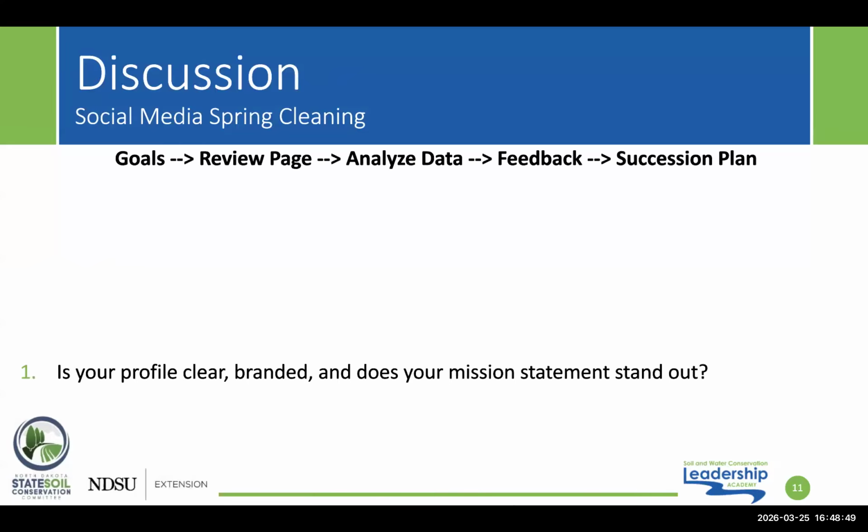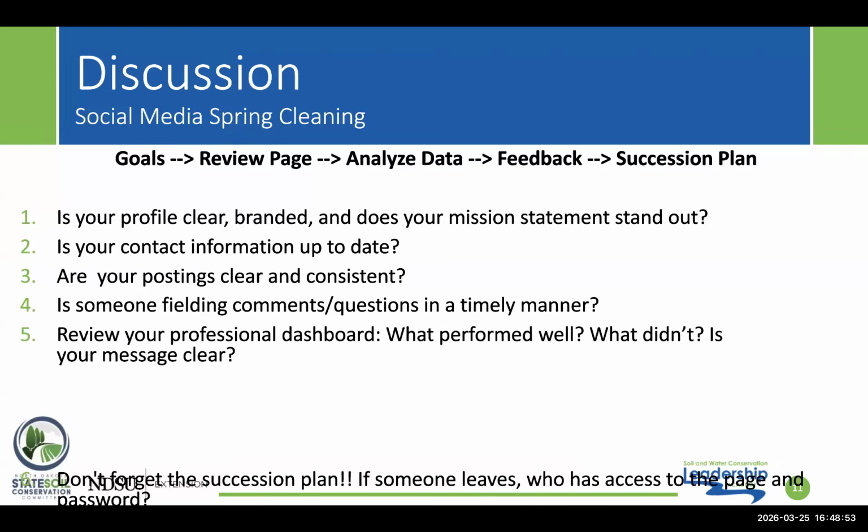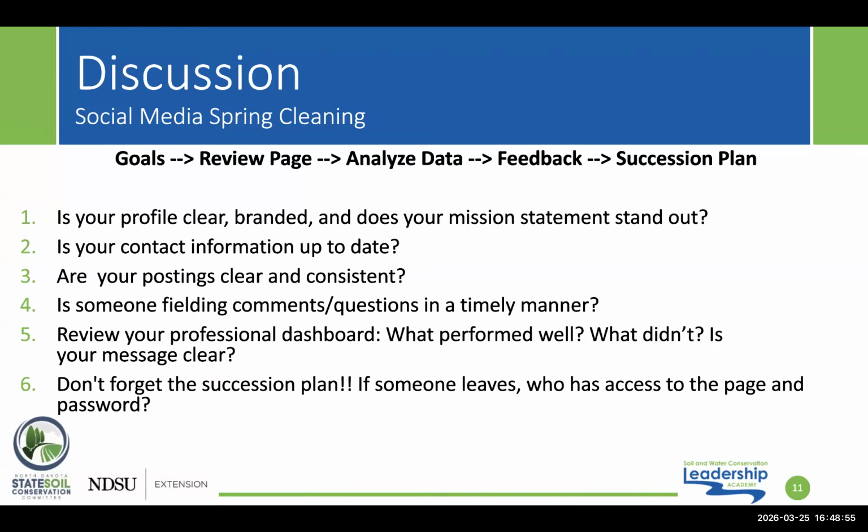So here are some discussion questions. And these are the same questions that you have on your handout. If you don't have a handout, please print that out. It goes along with this presentation, and you can discuss these questions as a group. And it's really looking at, as a review, what your goals are, reviewing your page content, and just getting back to the basics, analyzing your data, getting some feedback, and then thinking about that turnover and succession plan and who has access to your page.